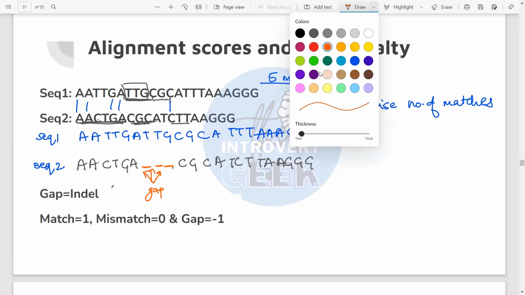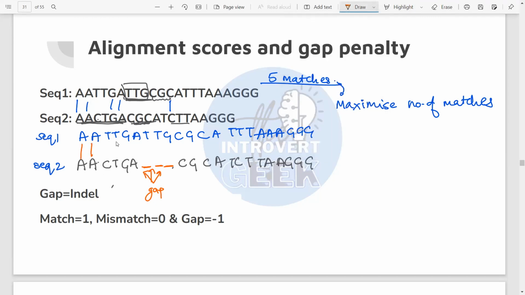So let's count. This is a match. Here you have matches. These are also a match. Now count the total number of matches: 1, 2, 3, 4, 5, 6, 7, 8, 9, 10, 11, 12, 13, 14, 15, 16. You have 16 matches now. So just by adding a gap, that is by leaving three places, you could maximize the match.